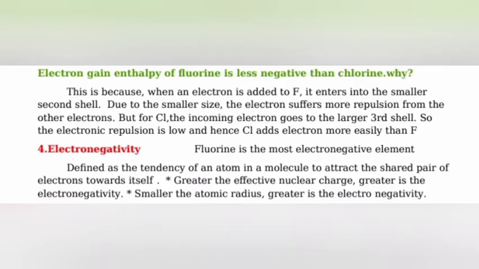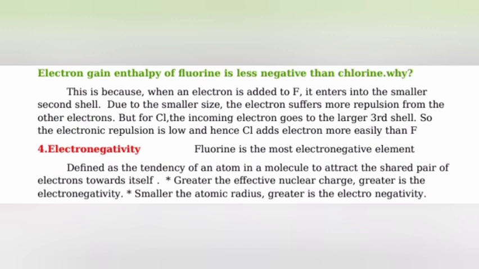Electron gain enthalpy of fluorine is less negative than that of chlorine. Why? This is because when an electron is added to fluorine, it enters the smaller second shell due to the smaller size. The electron suffers more repulsion from the other electrons. But for chlorine, the incoming electron goes to the larger third shell, so the electronic repulsion is low and hence chlorine adds an electron more easily than fluorine.